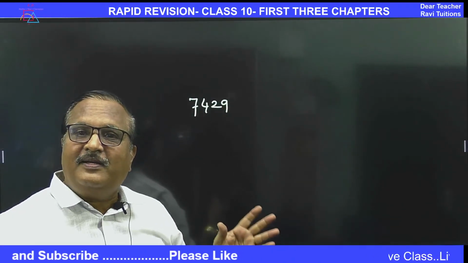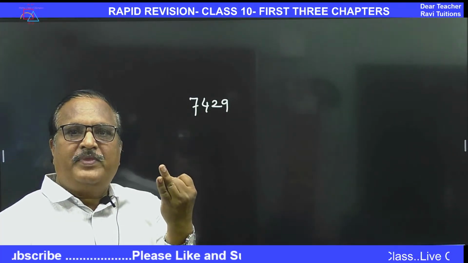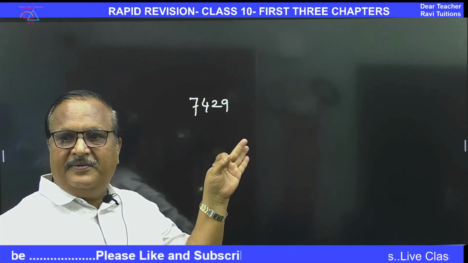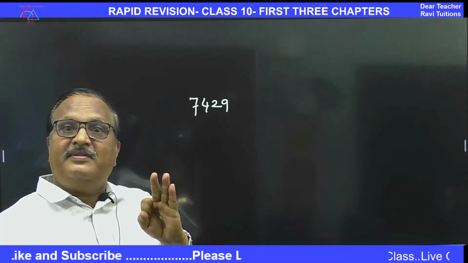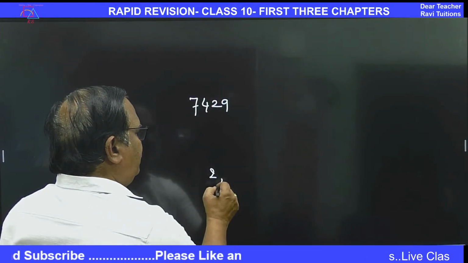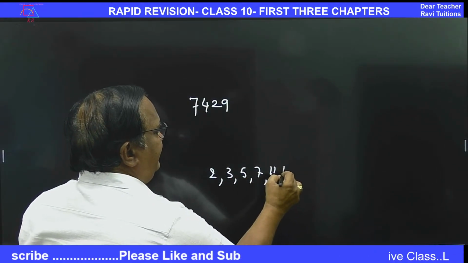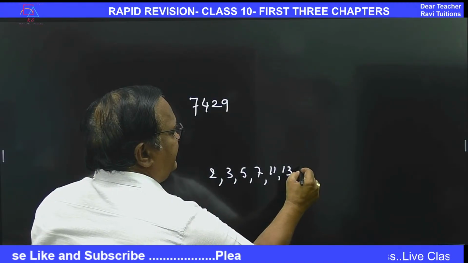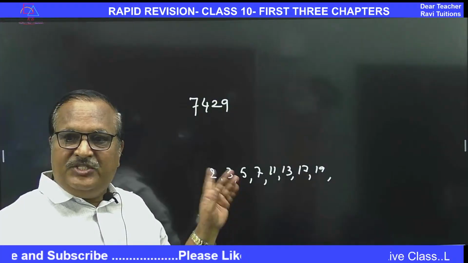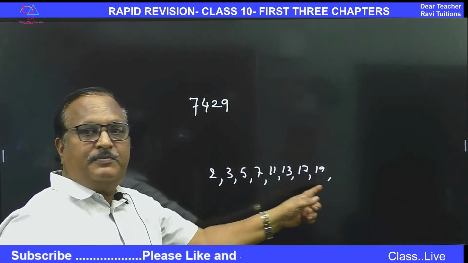So how far? How many numbers do we have to go up to? After 2 comes 3, after 3 comes 5. 5 also won't be going because the last digit is 9. And after 5, 7, because these are the prime numbers. So you have to see 2, 3, next 5, 7, 11, 13, 17, 19. You have to check whether this number is divisible by these prime numbers.